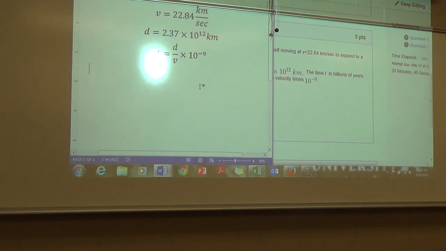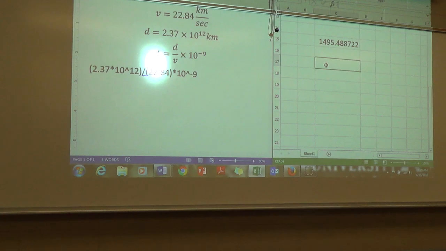So I would type this as 2.37 times 10 to the 12th, divided by 22.84, times 10 to the minus 9, because that is multiplying the whole thing. It's not in the denominator. It's multiplying the whole thing. So 2.37 times 10 to the 12 divided by 22.84, all times 10 to the minus 9.